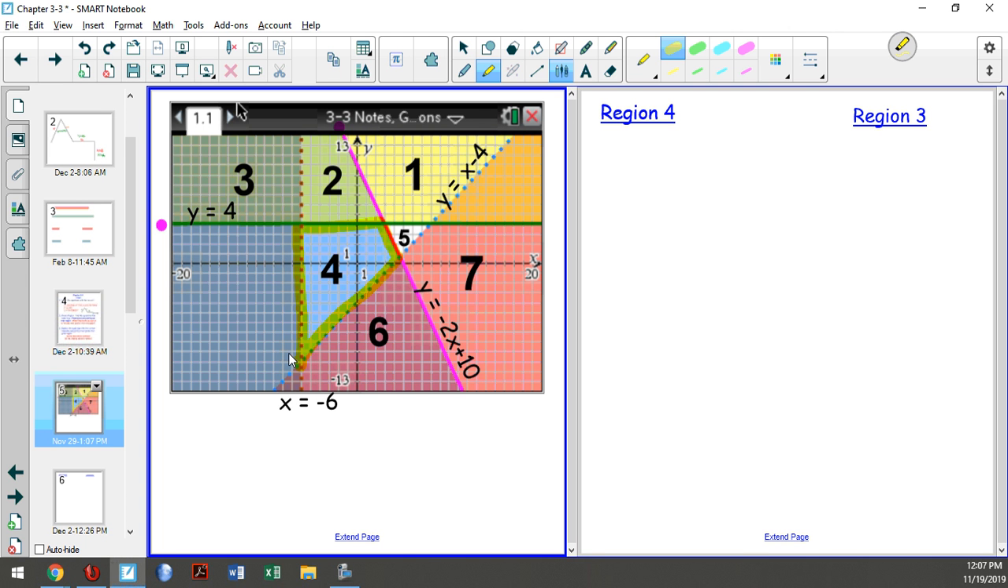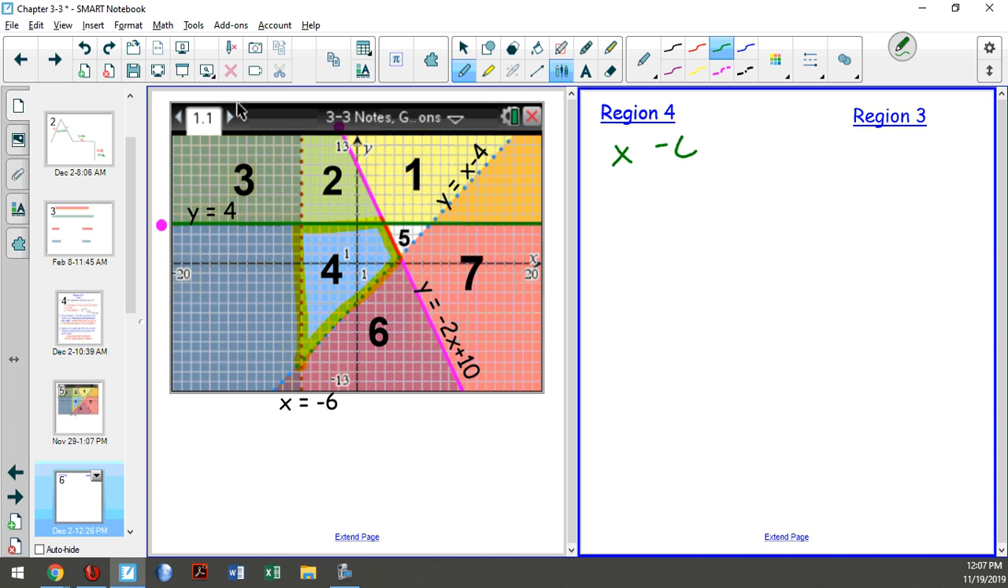If there were 3 sides, you'd have 3 lines. If there were only 2 sides, you'd have 2 lines. Do we all understand that? So this means I have to use all 4 lines: x equals -6, y is equal to 4, y is equal to x minus 4, and y is equal to -2x plus 10. So I have to use all 4 lines. Would you agree with me on that?